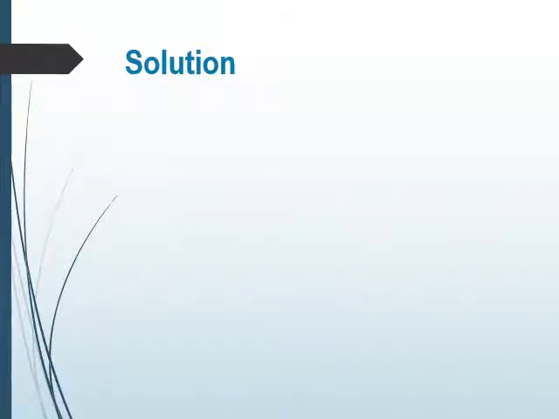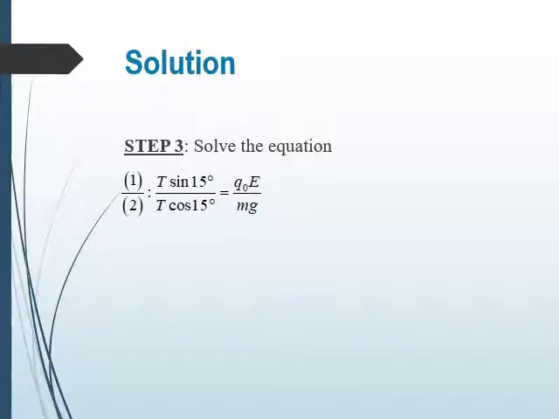Now that we have an equation from the x component and an equation from the y component, let us solve the question. Step 3, solve the equations. The easiest way to solve the equations is to use equation 1 divided by equation 2. So we will have T sin 15 degrees divided by T cos 15 degrees equals Q naught E divided by mg. T and T, you can cancel it out. And when you use sin theta divided by cos theta, you will then obtain tan theta. So now we have tan 15 degrees equals Q naught E over mg.